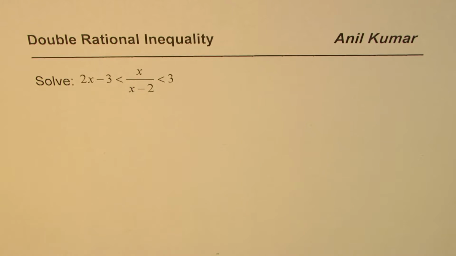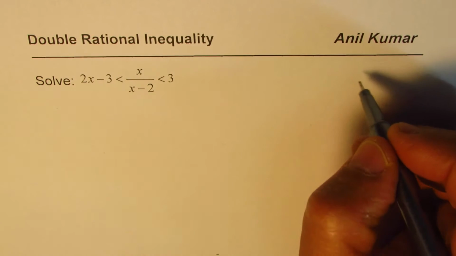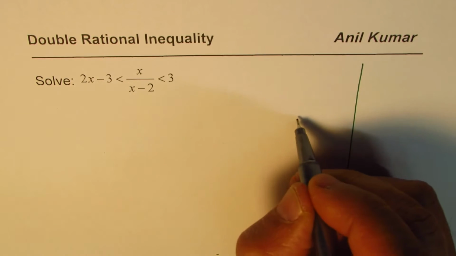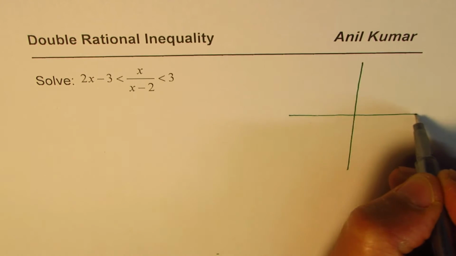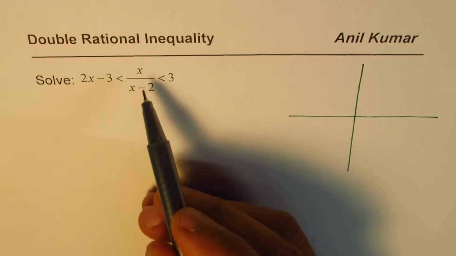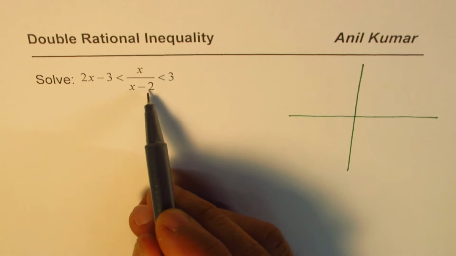Now, we can actually solve such questions in two different ways. Well, every question can be solved in many different ways, but I prefer to show you the graphical representation of the same, and then we'll discuss how to solve it algebraically. Correct? So what I will do here is sketch the rational function, which is x over x minus 2.